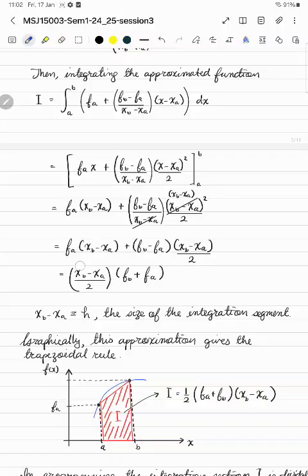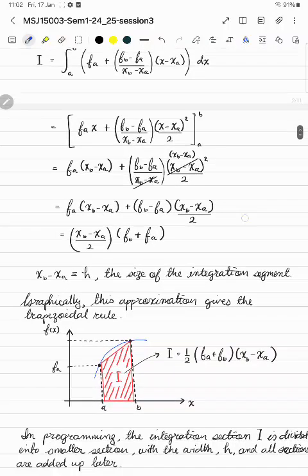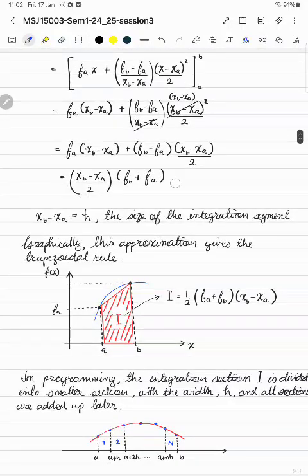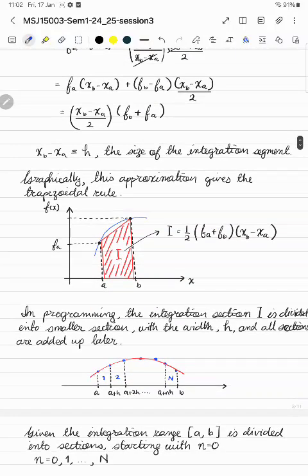Once you solve the whole equation with some little algebraic manipulation, you'll get the final solution. And if you observe this solution, it is actually the area of a trapezium, and that's why this rule is called the trapezoidal rule, because it basically approximates the function in the form of a trapezium.